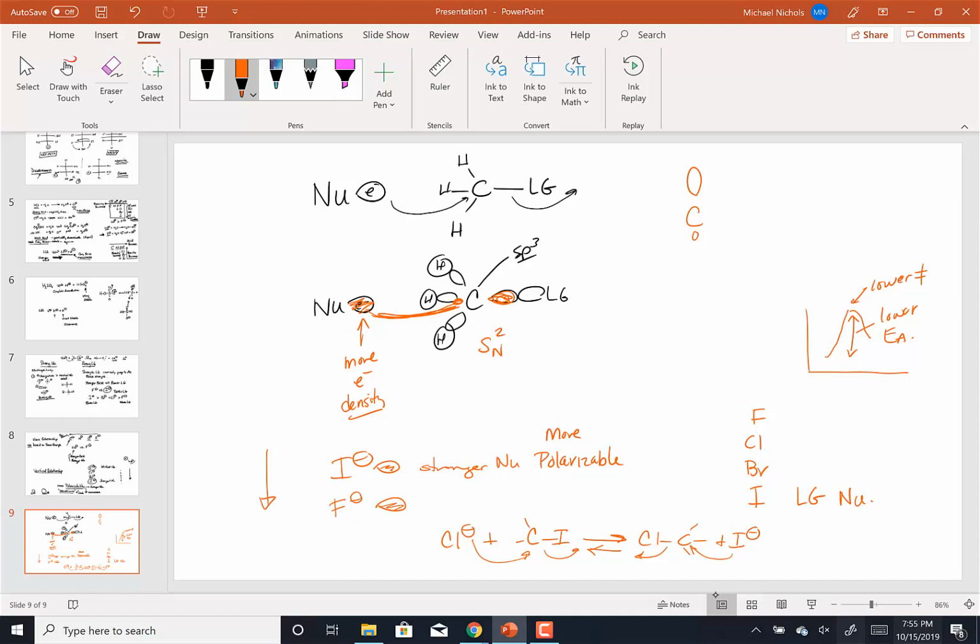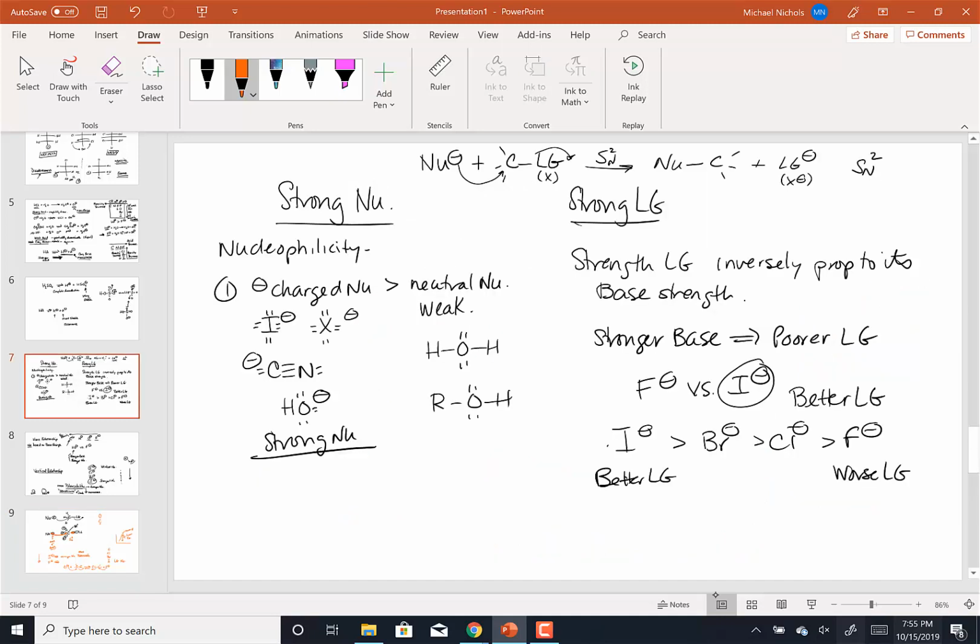So when we want to do substitution without that equilibrium, we shouldn't use iodine, because it is both the best nucleophile of the halogens, and it is also the best leaving group of the halogens. Right? So that is what makes a strong nucleophile.